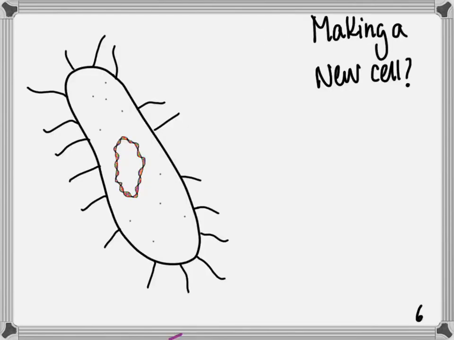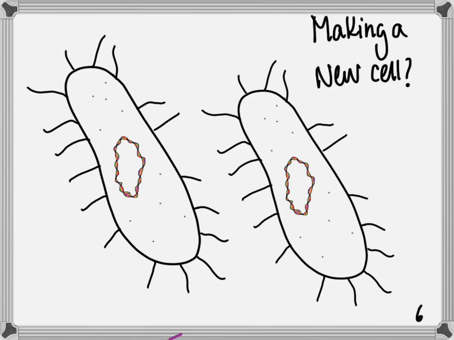We know that all living things have DNA in every cell of their body, or in their only cell if they're unicellular. But how do we make sure that a new cell gets the same DNA as the old cell? Well, there's only one way to do that. That's to copy the DNA. In fact, DNA has to be copied every time a new cell is made.